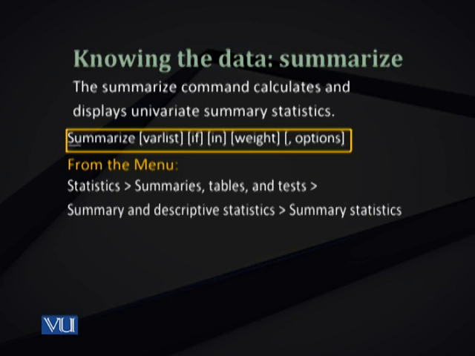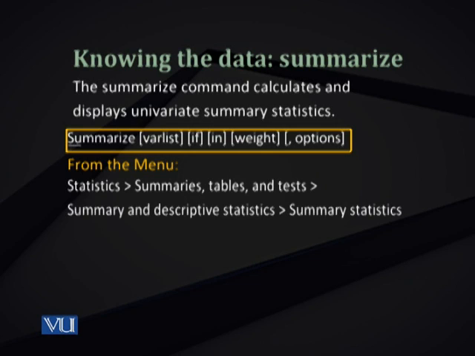Remember that square brackets show that the content in the square brackets is optional. This means you don't really need to type variable list. So if you type summarize and enter, you will get a summary statistics or descriptive table for all the variables loaded in the memory in the file.